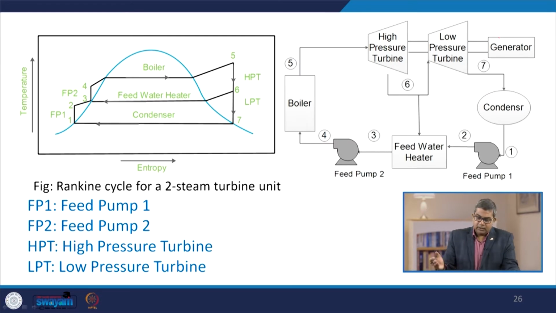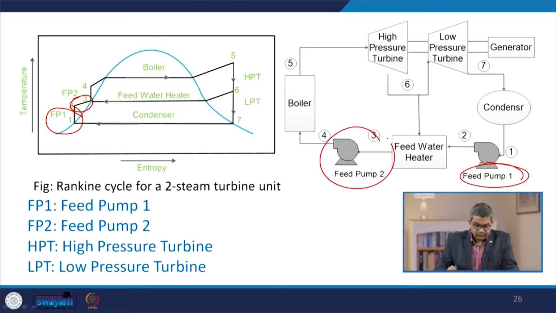Now, if we convert the entire thing into the temperature entropy diagram, that is the Rankine cycle for a 2 steam turbine unit. Here you see that this is the feed pump 1, so FP1 here, isentropic operation. Then it goes to here, that is the feed pump 2, and high pressure turbine. Here we are using again the isentropic operation, and a low pressure turbine, this is then isentropic operation.